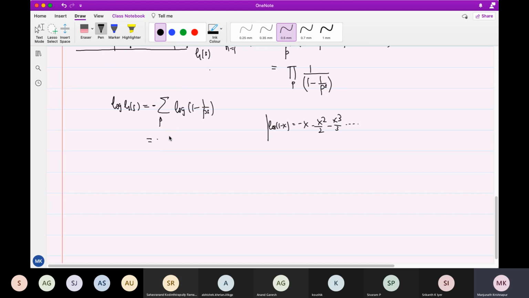We will not worry about various things. So all the negatives cancel. We get 1 by p to the s plus 1 by p to the 2s plus 1 by p to the 3s plus dot dot dot. Okay. So now each of these is convergent. So Manju, you're missing the 2, 3 and all those things. Okay. So we will write this as the summation of 1 by p to the s over p, plus some big O of 1, which is bounded.